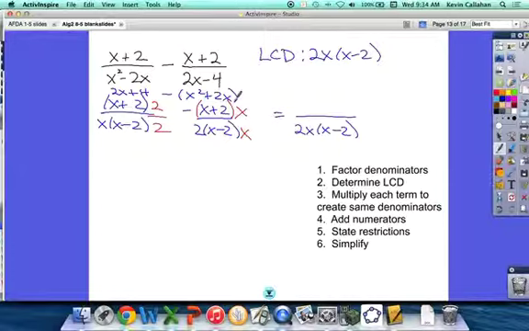Now we need to combine like terms here. I just simplified this numerator, and I simplified this numerator. Now I need to combine them all and put the result there. So this will be 2x plus 4 minus x squared minus 2x. That would give me negative x squared, 2x minus 2x is 0, they cancel, and then the 4 plus 4.